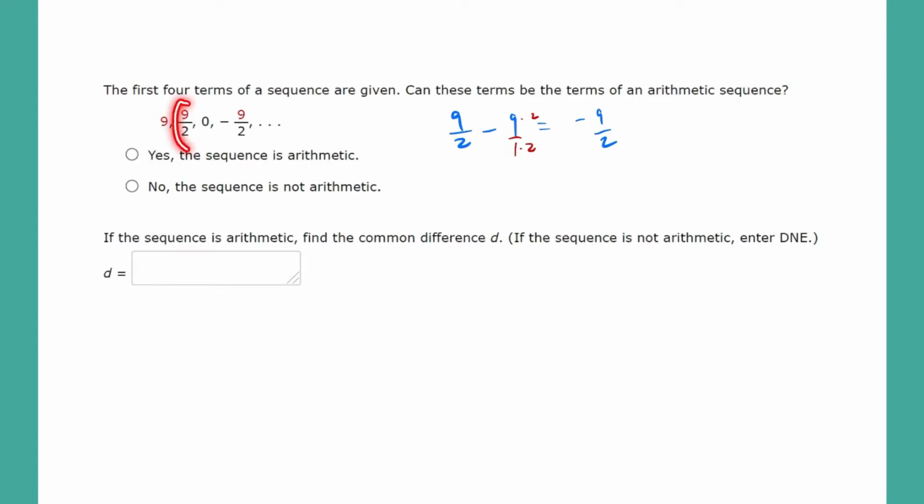If you do the third minus the second, 0 minus 9 over 2 is negative 9 over 2. So far, so good. Now let's subtract the third from the fourth. Negative 9 over 2 minus 0 is also negative 9 over 2. As you can see, these are all the same, which means that it is an arithmetic sequence, and the common difference is negative 9 halves.